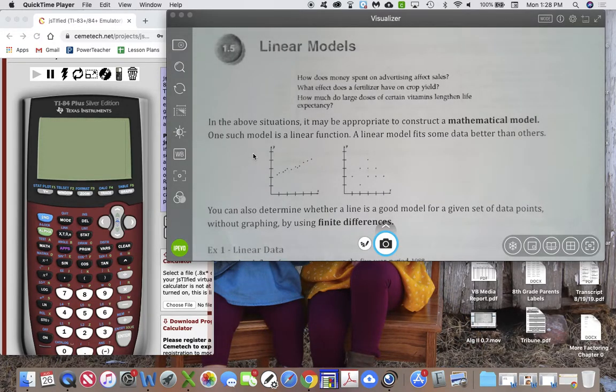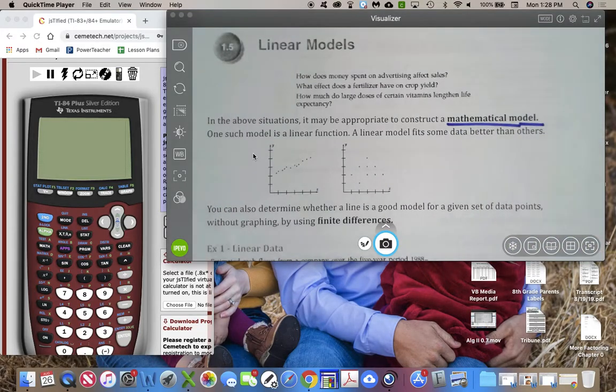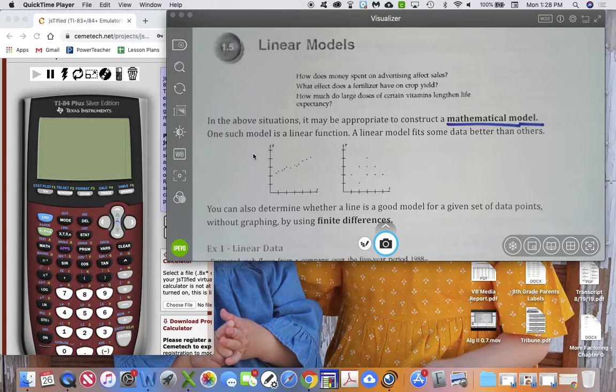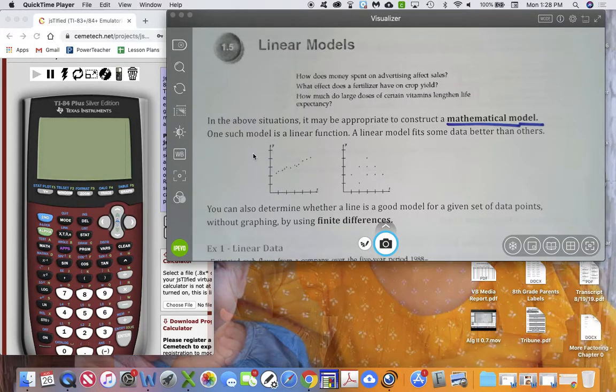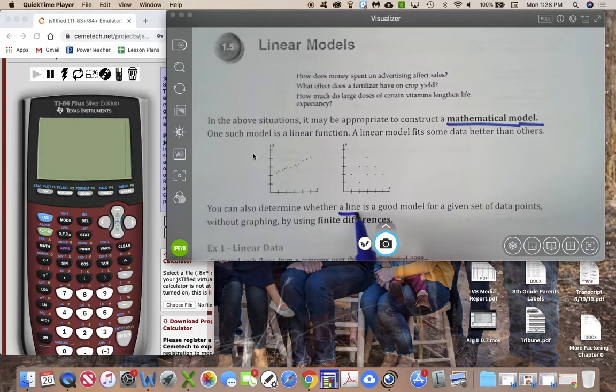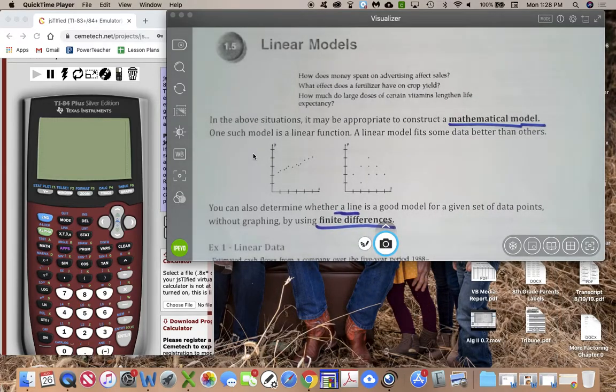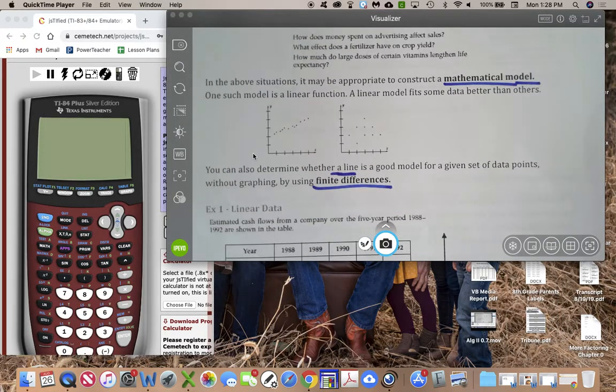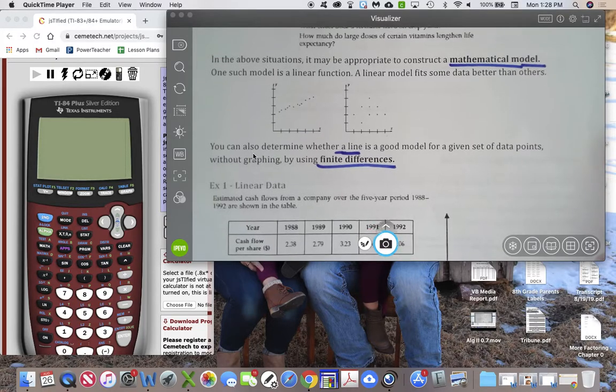So this is called a mathematical model. I'm going to show you how on your calculator to plug these points in and say, calculator, make me an equation, go. And it will do the problem for you. Super nice, okay? You can also determine whether a line is a good model by doing the finite differences. We're going to do that in the next section. I can't make my screen any bigger than this, otherwise I'd cover up my calculator, so sorry.